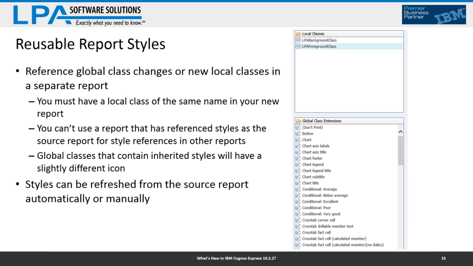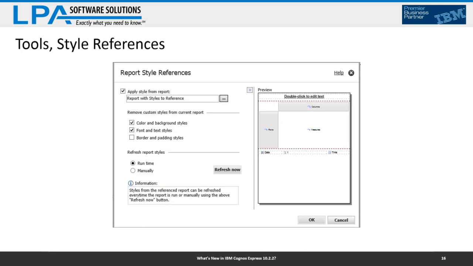So with this release, what Cognos has given us is the ability to say, no, I would actually like a report, I'll call it my master class report. I want a report where I do define changes in classes or a bunch of local classes, and then I want to be able to reference in a property of a new report that master class report. And when I change the classes in the master class, it will automatically update any report that is linked to that master class report. So I can do that through the Tools menu.